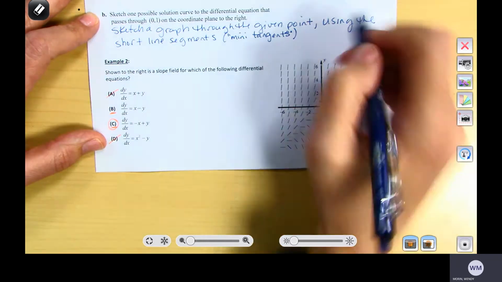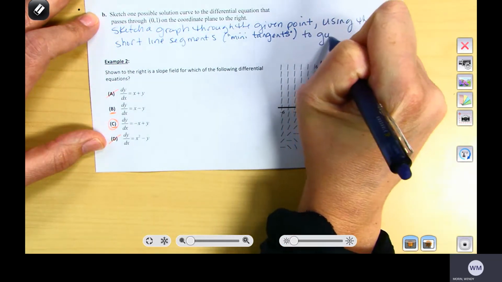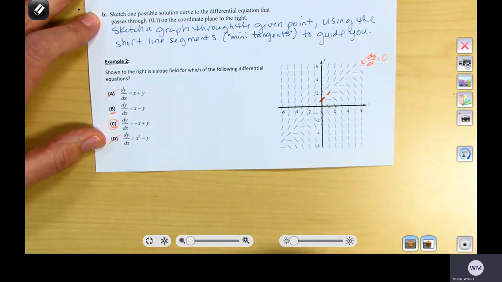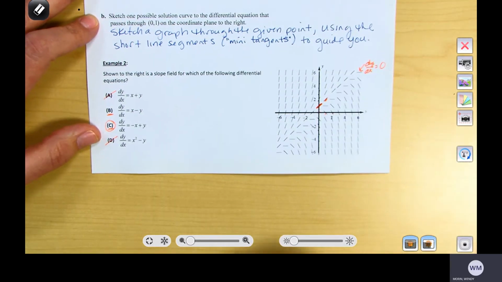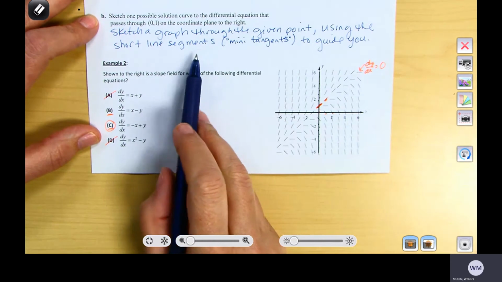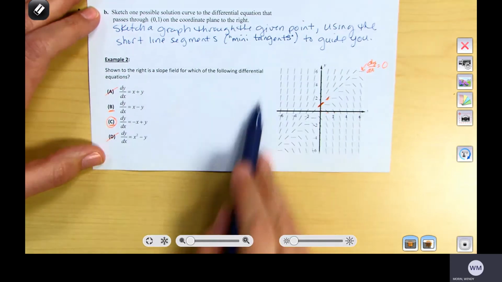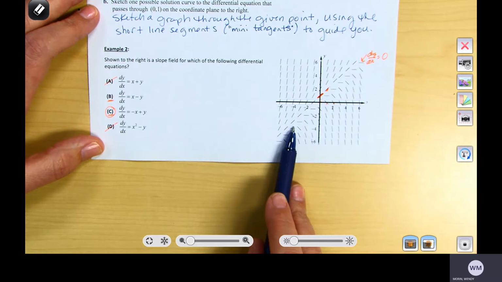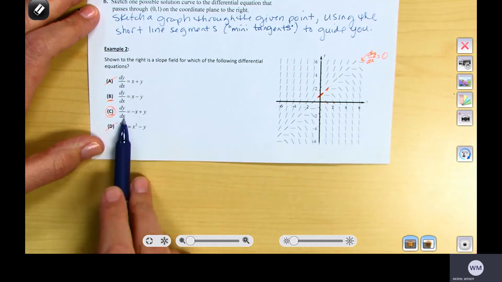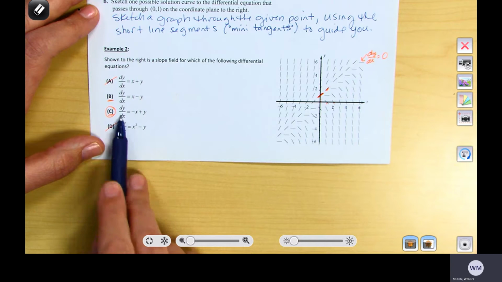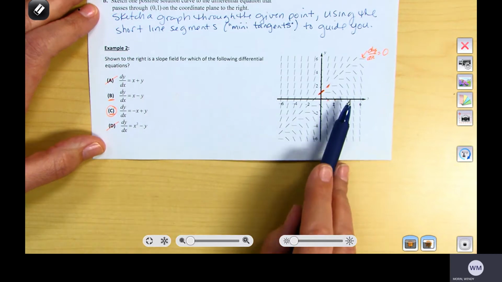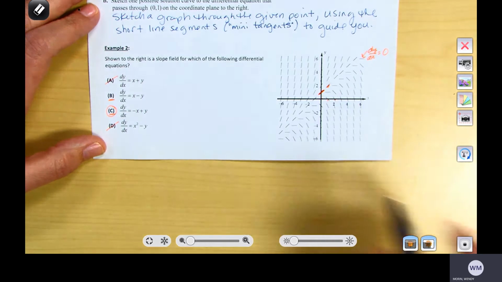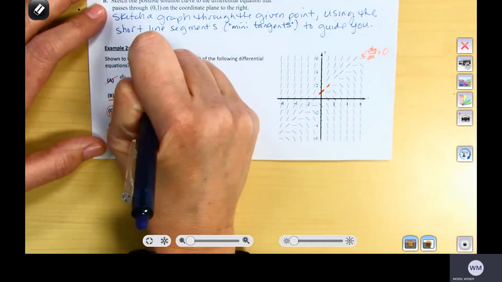We use those to guide us. So in the first one, I actually had to draw in the mini tangents. On this one, all the mini tangents are drawn for us. We just have to find out which one of these differential equations will give us these mini tangents. And again, there's so many tangents. Where do you start?